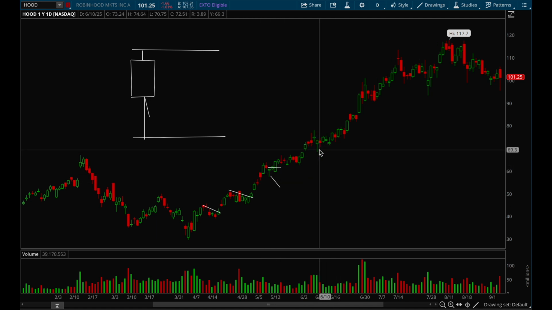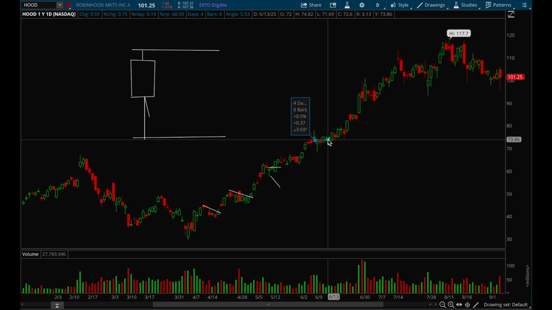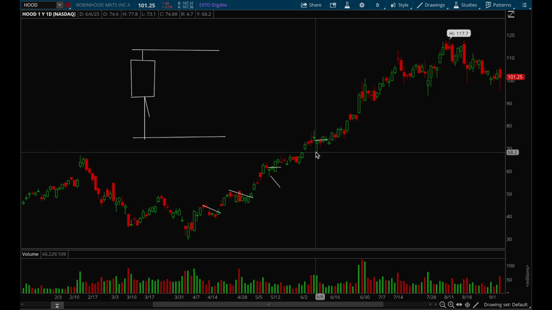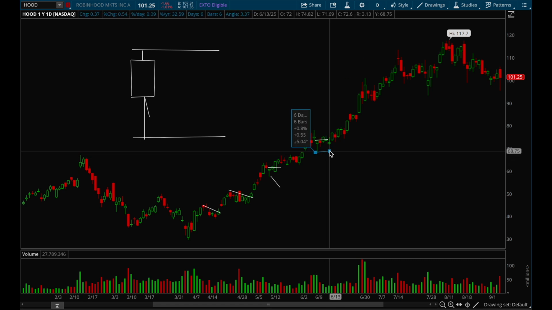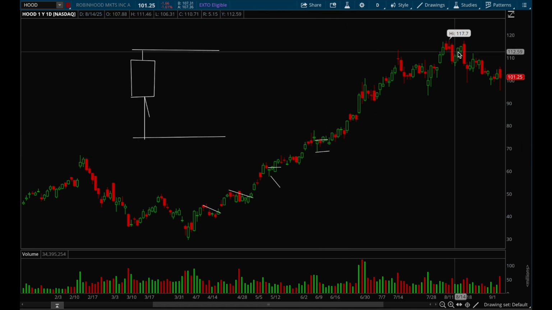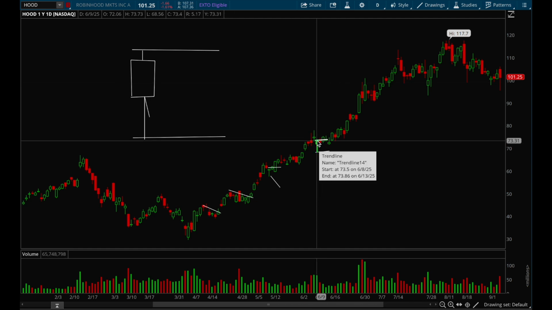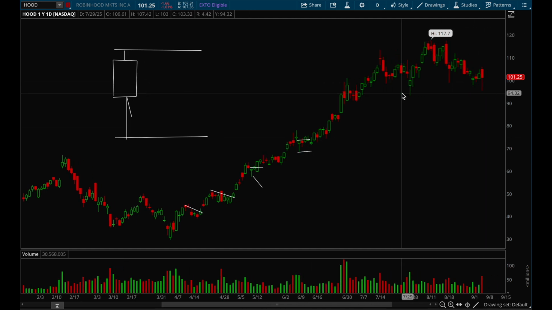And then over here you get another hammer candle, right? You go all the way down to 68, but you end up closing very strong around that 73 area. So again, here you buy as soon as that high of day gets taken out the next day, and stop loss is placed at that low of day, right? And then again, you get a really nice move. It goes from 73 to 117, right?